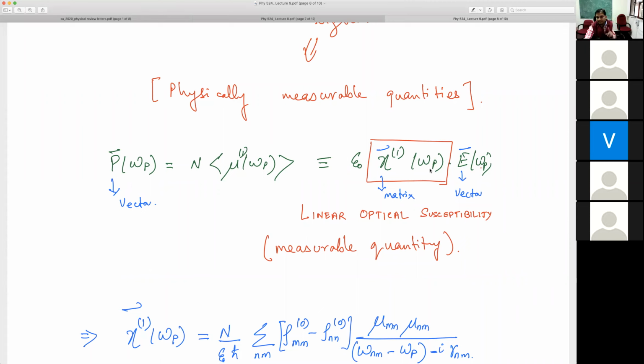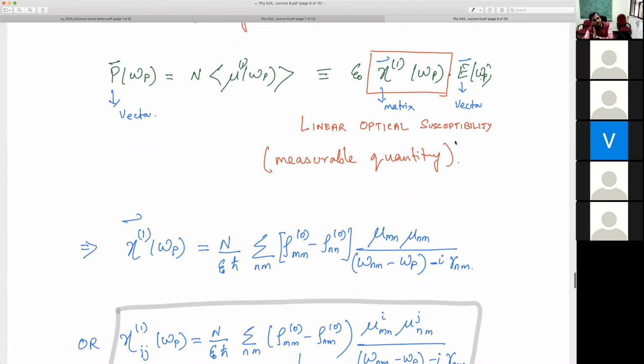So chi is basically the material property which comes into play, and this material property depends on what atoms are there, what are their states, what are the populations, statistics, everything, and the damping. All of this goes into chi. Once I know that, then I can predict the light matter interaction in terms of polarization to first order, second order, third order, and that is the idea.